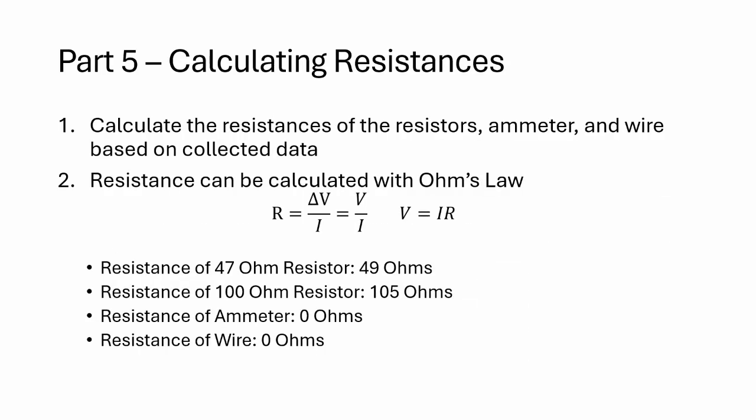Math. Part 5 of calculating resistances. You calculate the resistance of the resistors, ammeter, and wire based on collected data. Resistance can be calculated with Ohm's law, as discussed before. We had a resistance of 49 ohms calculated for the 47 ohm resistor, 105 ohms for the 100 ohm resistor, and 0 for the ammeter and the wire.